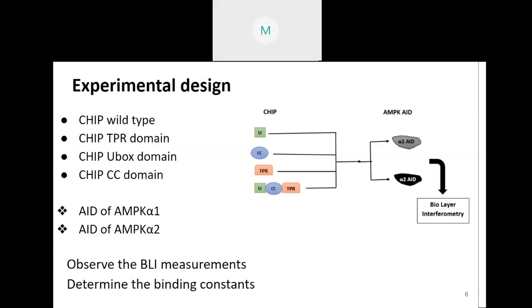This is my experimental design. I am going to purify these protein parts first, like the U-box domain separately, the CC and TPR domains separately, and all together. That means the full-length CHIP protein, and for AMPK AID domains, the alpha 1 and alpha 2 AID domains separately. And then finally, I will perform biolayer interferometry to determine binding constants.